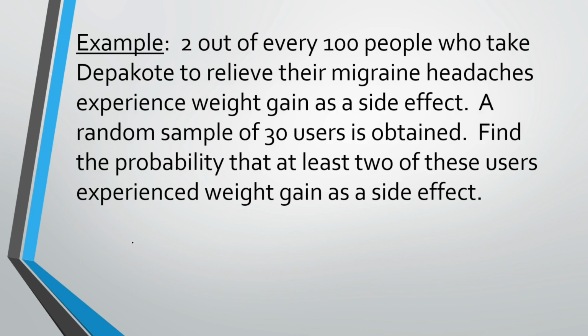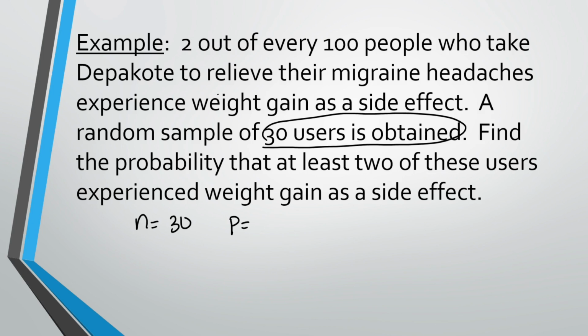Example, 2 out of every 100 people who take Depakote to relieve their migraines, headaches, experience weight gain as a side effect. A random sample of 30 users is obtained. Find the probability that at least 2 of these users experience weight gain as a side effect. N is going to be 30 users. So that's our number of trials.